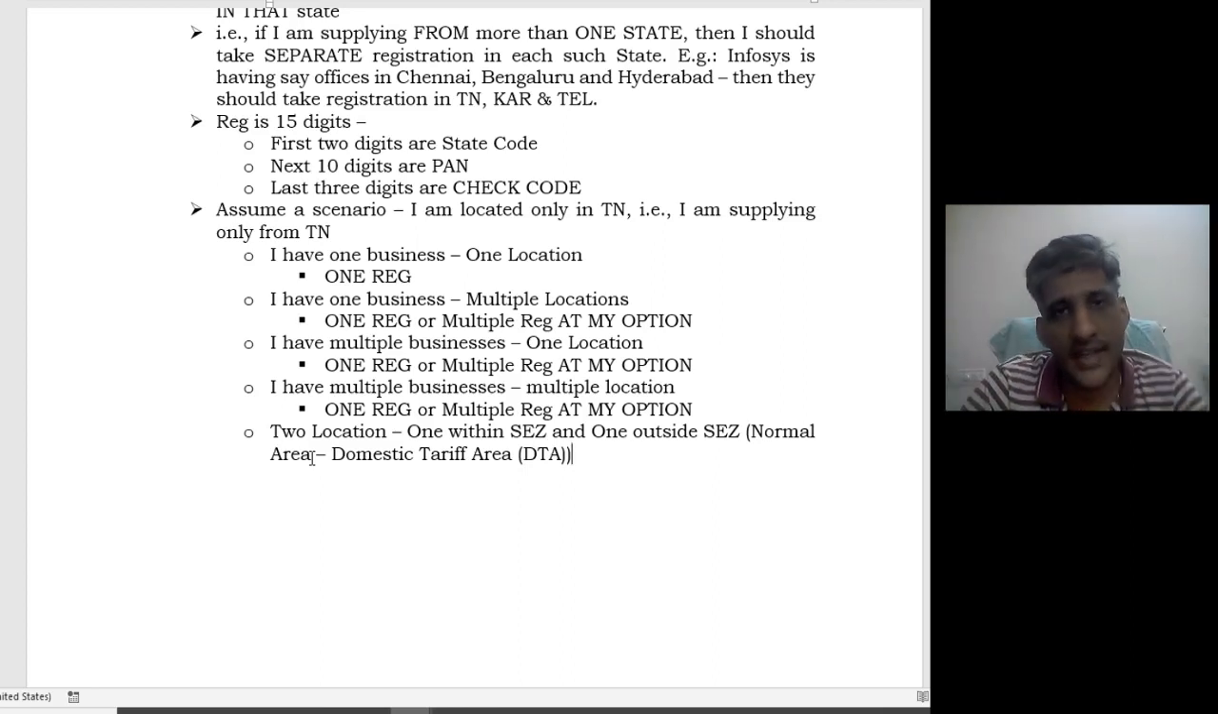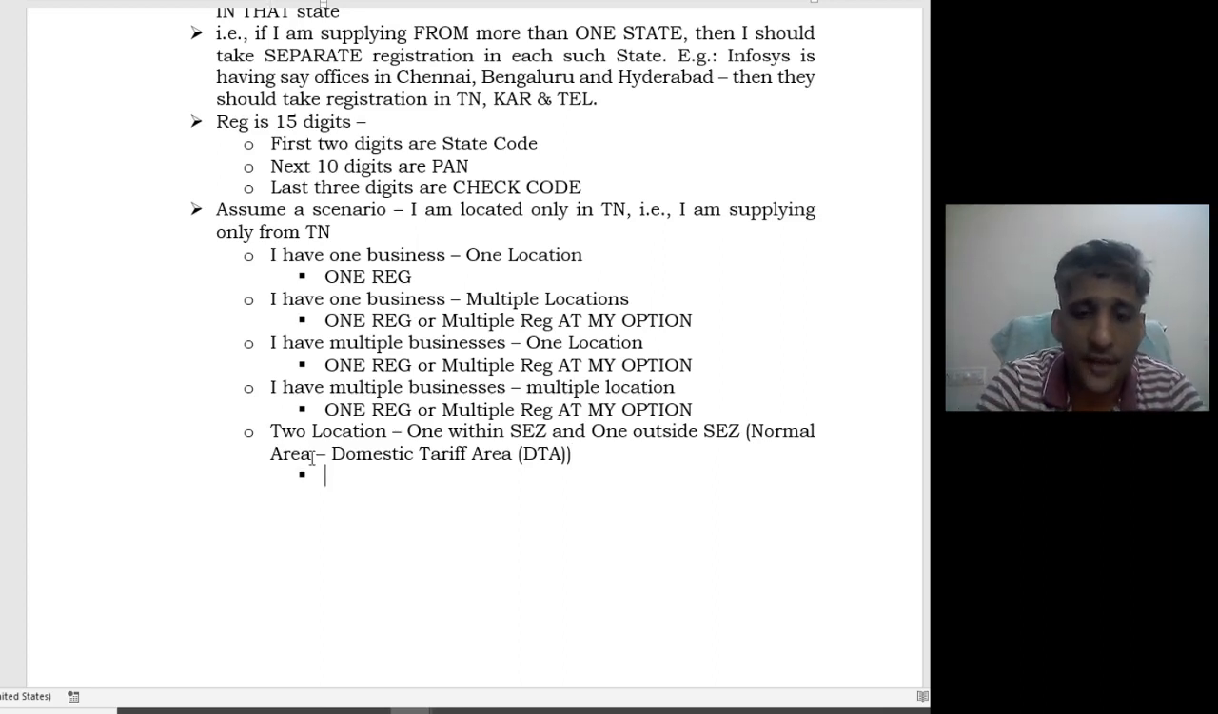So I have one within ACZ, one outside. For example, let's take Infosys. Infosys is there in Mahindra City, ACZ. Infosys is also there in Sholinganallur, which is not an ACZ. Both are in Tamil Nadu. One is in ACZ, one is not in ACZ. For ACZ and non-ACZ, is it one registration or multiple registrations? If it is multiple, is it compulsory or is it optional?